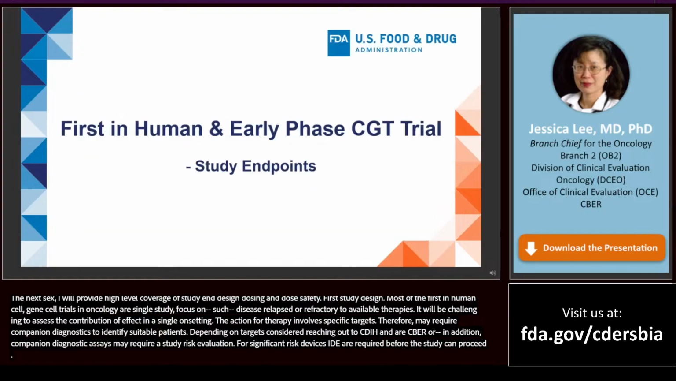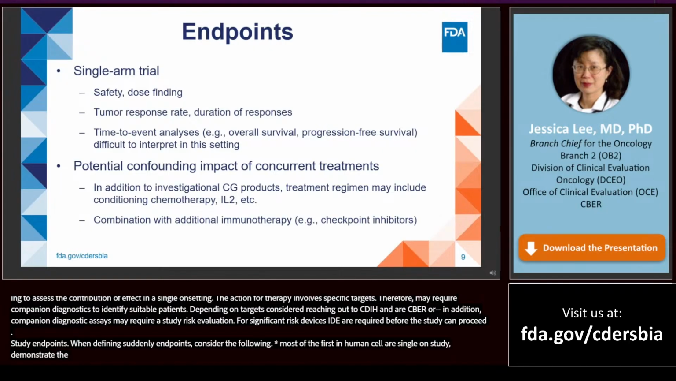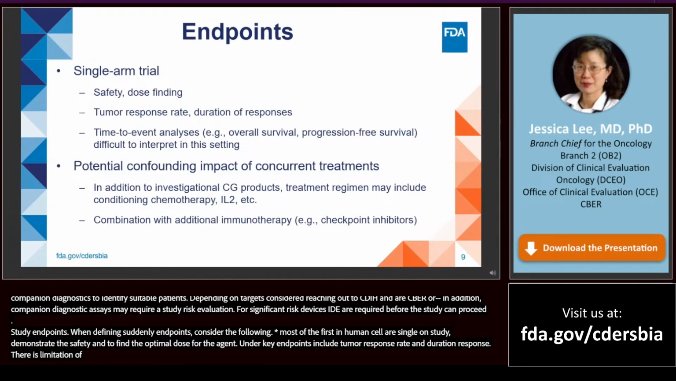Study endpoint. When defining study endpoints in cell and gene therapy trials, consider the following. As mentioned before, most of the first-in-human cell and gene therapy trials in oncology are single-arm study, with main purpose to demonstrate the safety and to find the optimal dose for the investigational agent. Other key endpoints include tumor response rate and duration of response. There is limitation of single-arm trial in that time-to-event endpoints, including overall survival and progression-free survival, can be challenging to interpret without concurrent control.